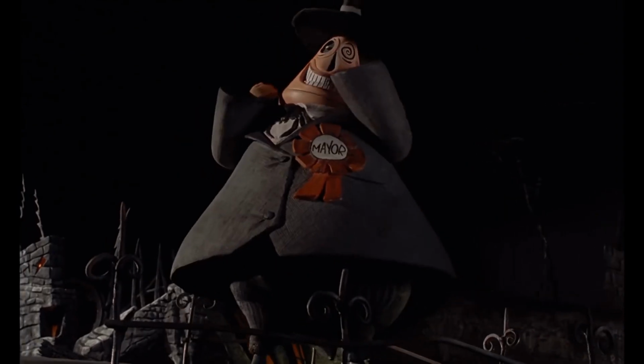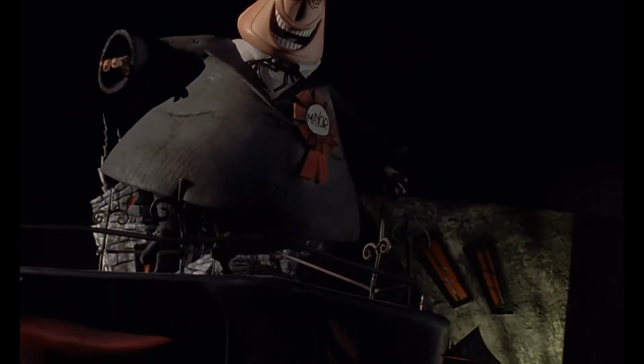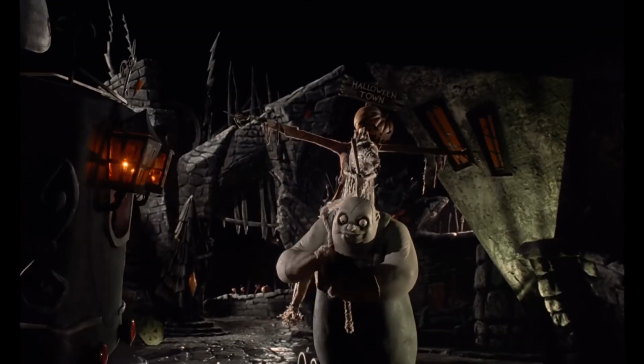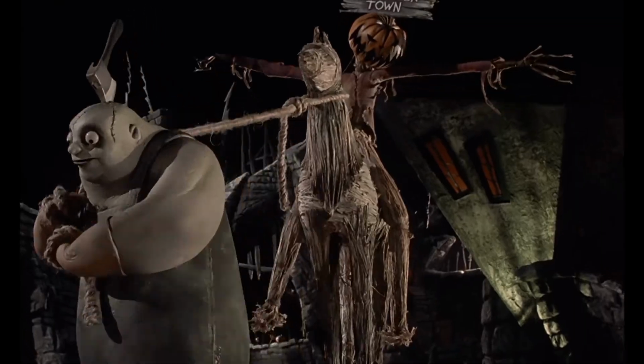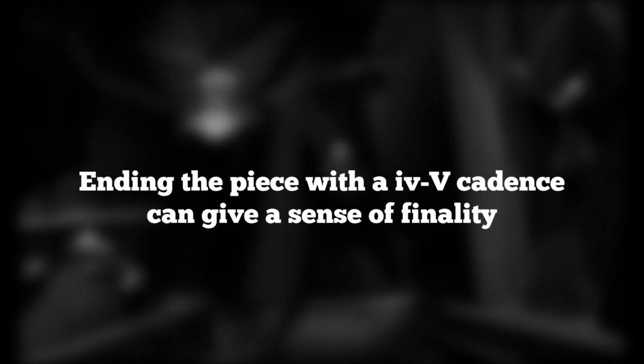And the third thing we can learn from This Is Halloween is that when you write a piece of music with multiple key changes, false resolutions, and deceptive cadences, ending the piece with a minor 4 to dominant 5 cadence can give a sense of finality to the piece in a satisfying way.